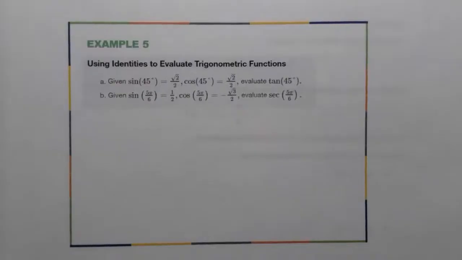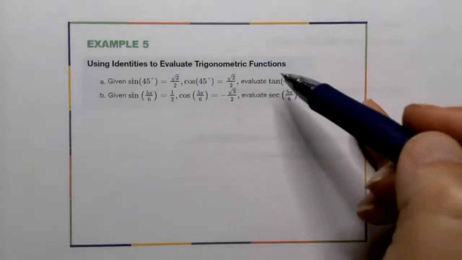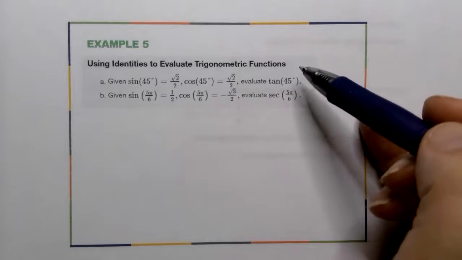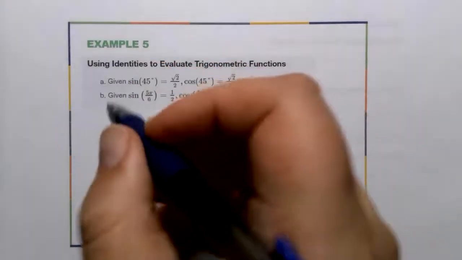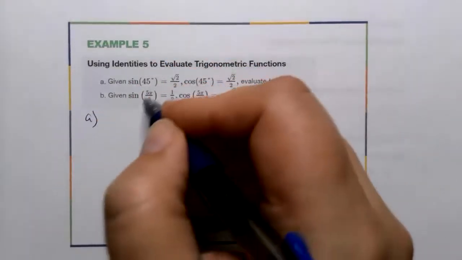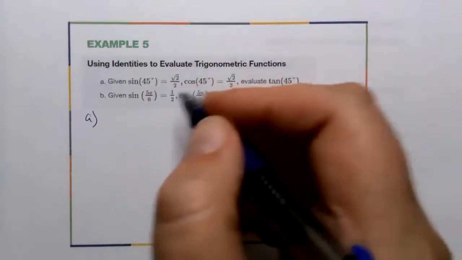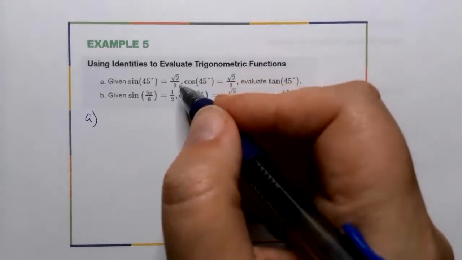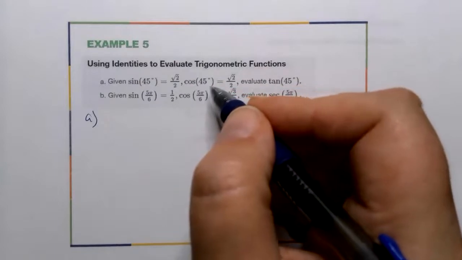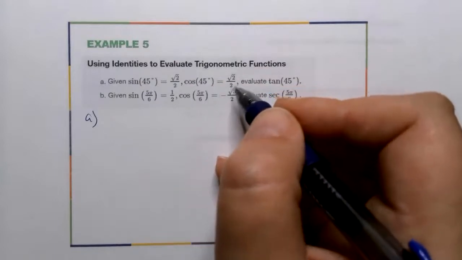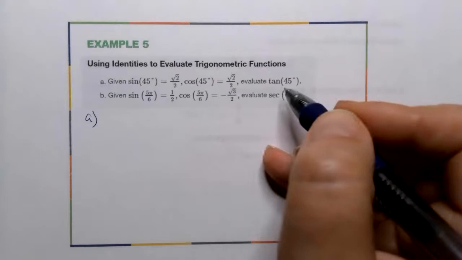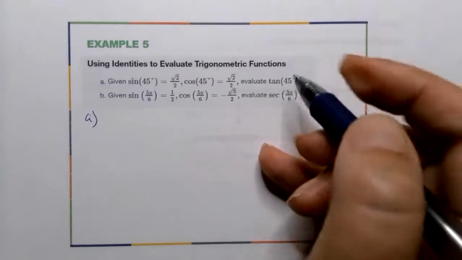All right, so let's put those identities to work. Here in this example, they're asking us to use identities to evaluate trigonometric functions. They gave us the sine of 45 is square root of 2 over 2. The cosine of 45 is square root of 2 over 2 as well. And we need to evaluate the tangent.